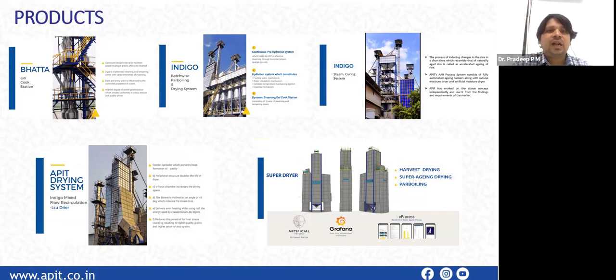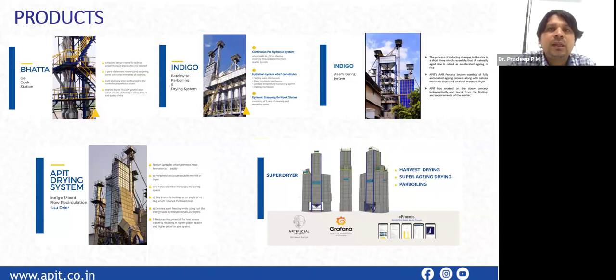Here you can see the advanced processing systems used for post-harvest processing of paddy, involving various types of equipment or systems. Here we have the drying system as well. In drying systems we have both batch-wise and continuous systems. This drying is very crucial after the harvest, for drying the harvested paddy.